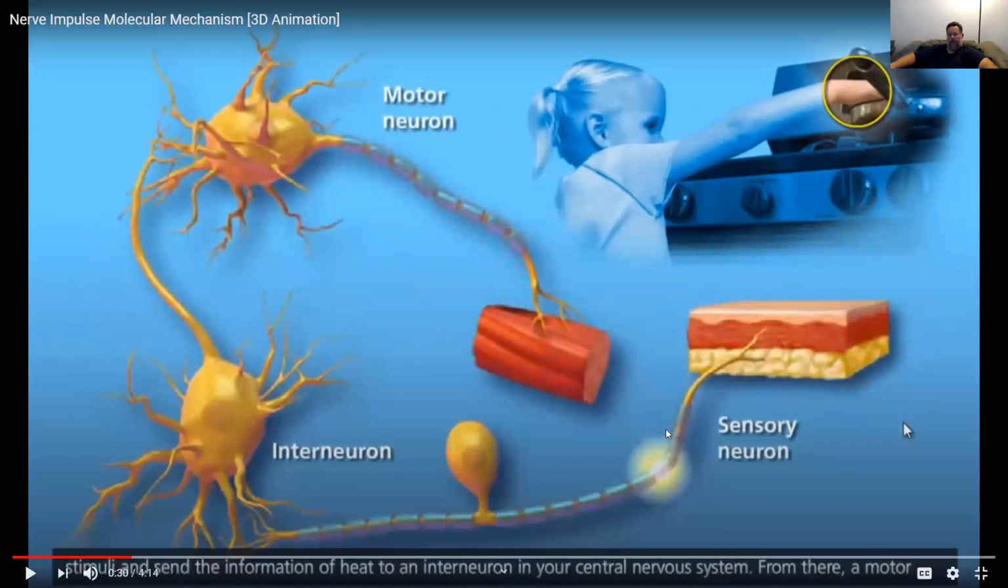You guys remember what the name of this neuron is? Pseudo-unipolar. And then, of course, you can see the glial cells, like we have the Schwann cells here. And then, of course, we have our interneuron, which is found in the central nervous system. And then we have our motor neuron, that's going to be the effector neuron.